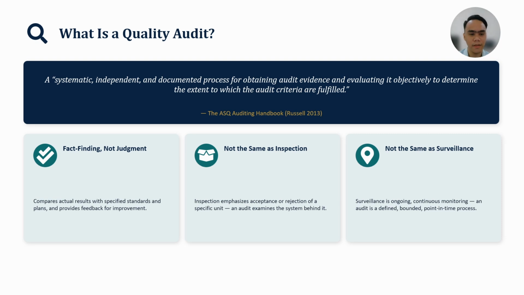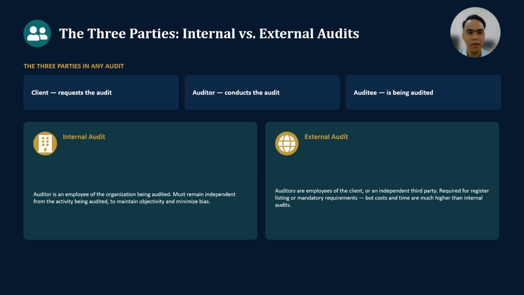So keeping these three concepts distinct, audit, inspection, and surveillance, matters because they get used interchangeably in casual conversation, but actually serve very different purposes in quality systems. Quality audits may be classified according to the party conducting them, their scope, and the audit method used. We'll cover all three classification approaches across this and the next couple of slides. So let's start with the party.